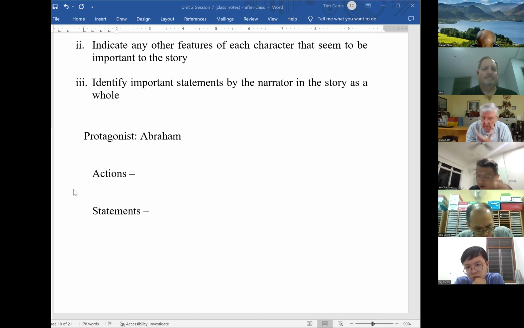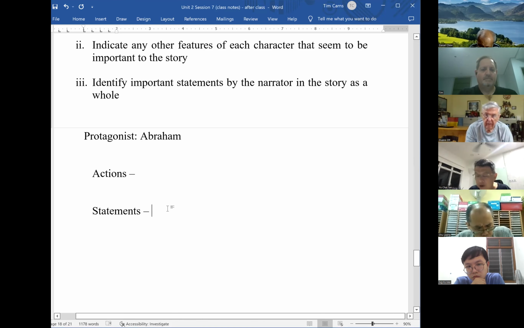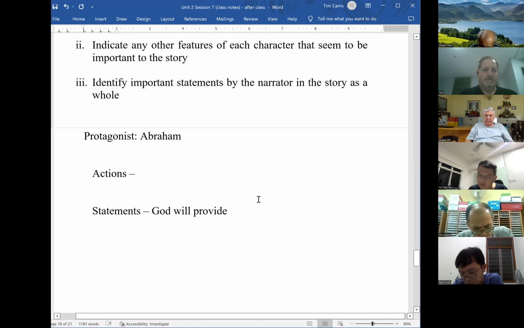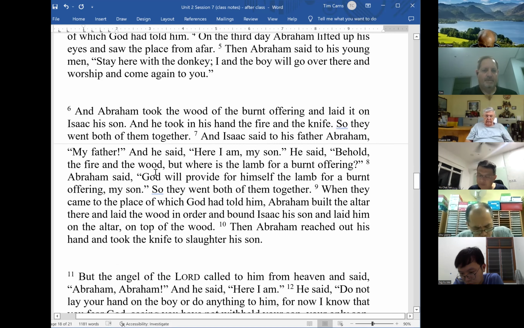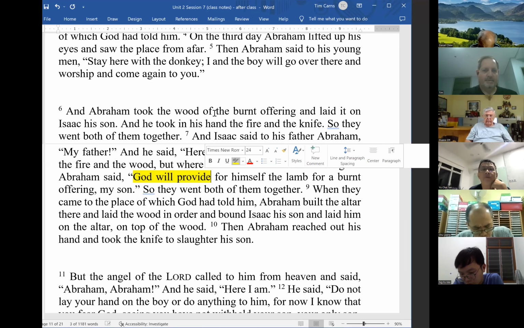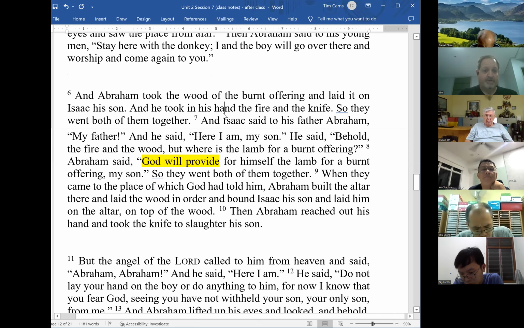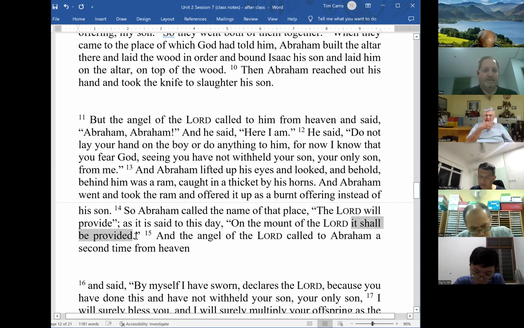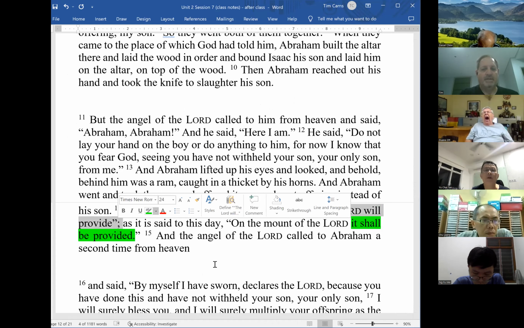One of the major or important statements that Abraham said was God will provide. Yeah, let me give the verse numbers there. Oh, verse 8. God will provide. There you go. Yep, the lamb. And then, of course, the narrator comes back later to indicate it shall be provided. And in verse 14, Abraham calls it twice. So twice we see Abraham making that statement.